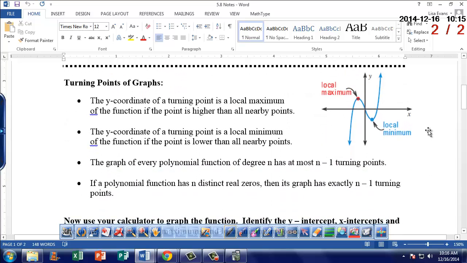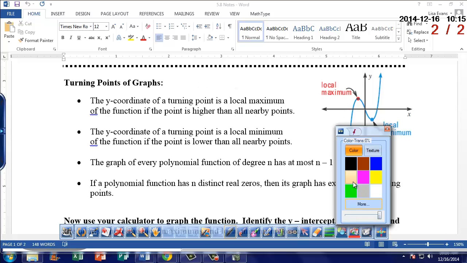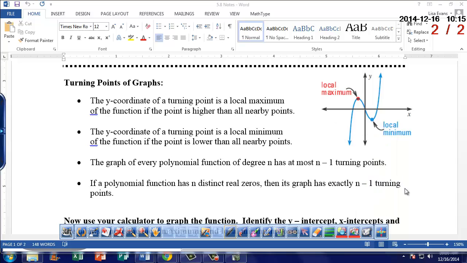Basically, in a graph, we're going to have what we call local maximums and local minimums. So local maximums are like maximums, except it's not a maximum of the entire graph, because if we look, this graph is going to go up forever. So we call it a local maximum. This one is a local minimum, not the minimum of the entire graph, because if we notice, the graph goes down forever. So we talk about turning points of graphs.